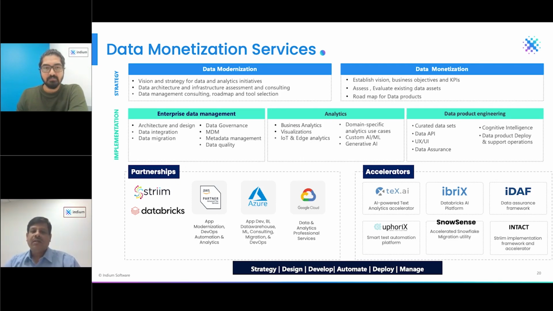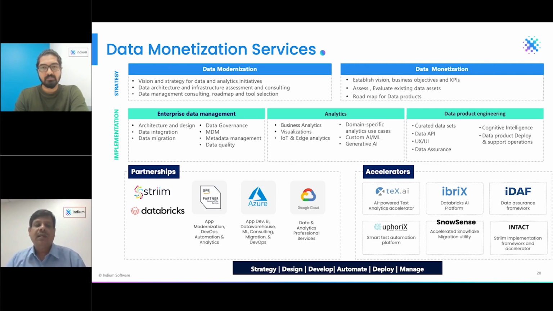When it comes to implementation, again, there are three parts. One is with respect to the data management. Again, you will have to handle your data platform or the data management aspect of it. You will have to have a clear architecture and design in place. The data integration needs to be taken care of. You're trying to bring in data from various different sources. You may have to migrate from your legacy system into the modern data platform, which is meant for the monetization journey. You need to ensure there's data governance, master data management, metadata management, and the data quality aspect, how it is to be handled. So all these things come under the enterprise data management.